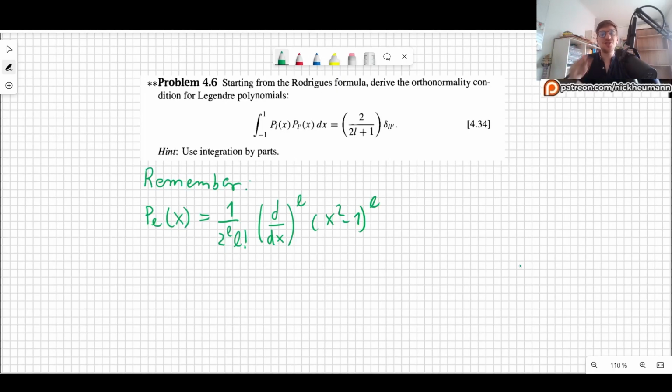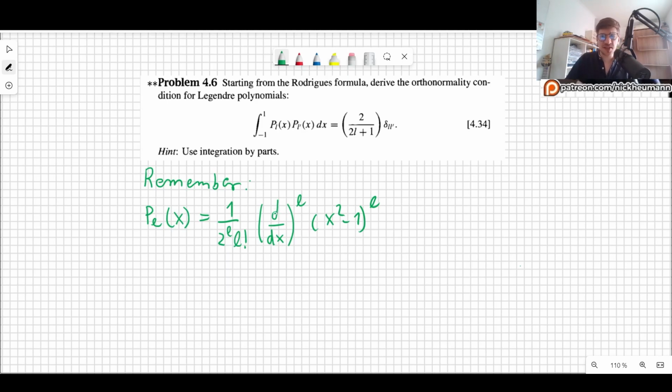Welcome! In this video I'll show you how to solve problem 4.6 as it appears in the third edition of Griffiths' Introduction to Quantum Mechanics. Now this problem states the following. It says, starting from the Rodrigues formula, derive the orthonormality condition for Legendre polynomials, which is what we have right here. And they give us a hint that we should use integration by parts. So that is what we want to do.